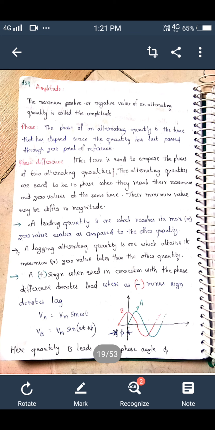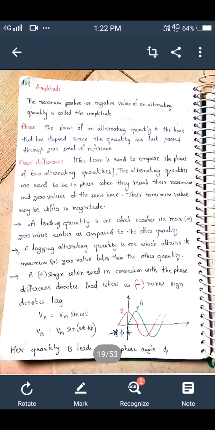Because vectors always rotate in the anti-clockwise direction. If anti-clockwise is taken, then we consider positive polarities. The clockwise direction we represent with negative polarities. Remember, keep this in mind. We'll discuss it later while discussing the J operator.